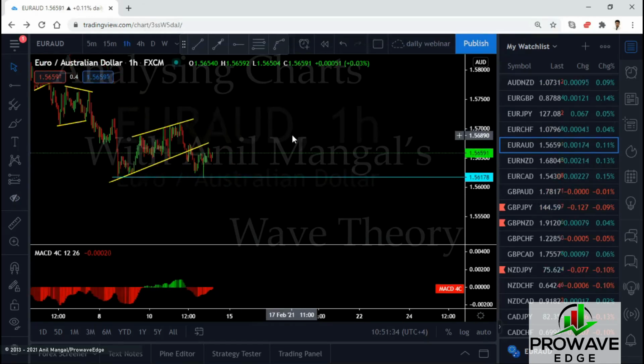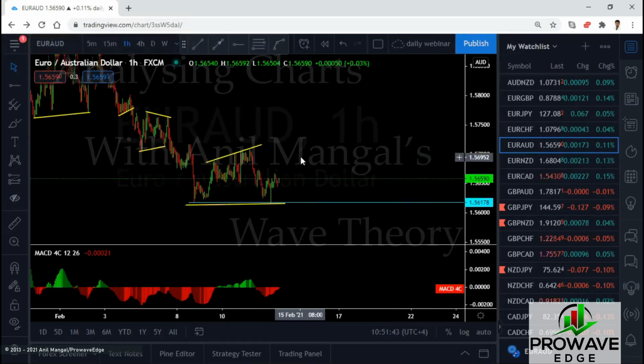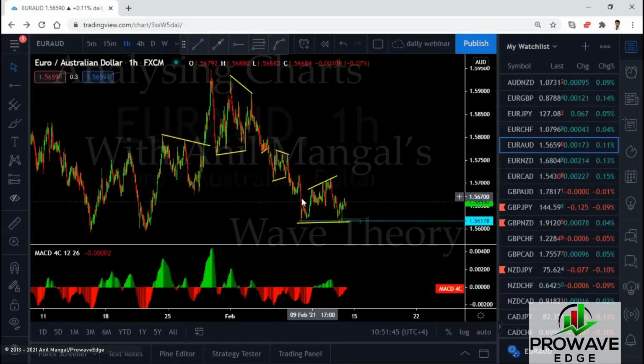Sorry, that didn't go anywhere. It tagged the low and they're going back up. Great. All you're going to have now is a bigger flat pattern. Once they tag the low and they go back, what you're going to look for is a bigger corrective structure.